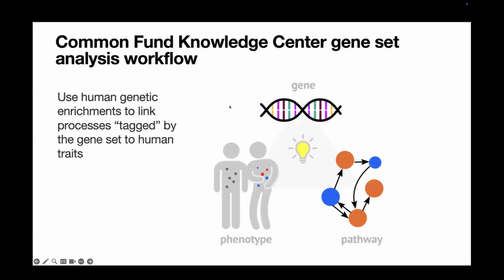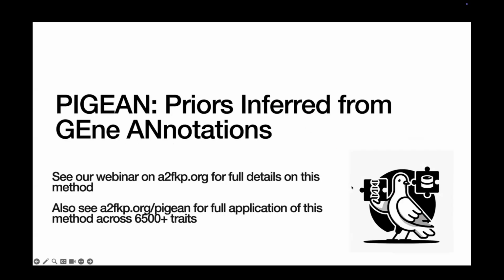That's really the goal of the workflow that we'll be talking about, and Oliver will be going through some demonstrations, which is to use this concept of enrichments to link these CFDE gene sets to processes tagged by human phenotypes. And really producing these relationships amongst genes, phenotypes, and then these pathways, which we're considering gene sets to be a proxy for.